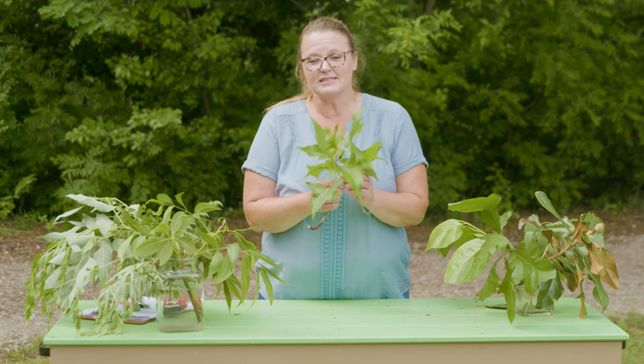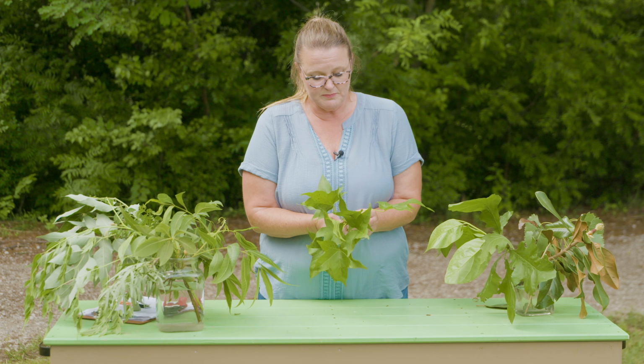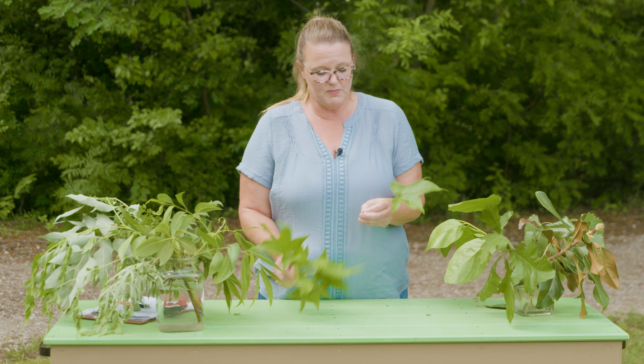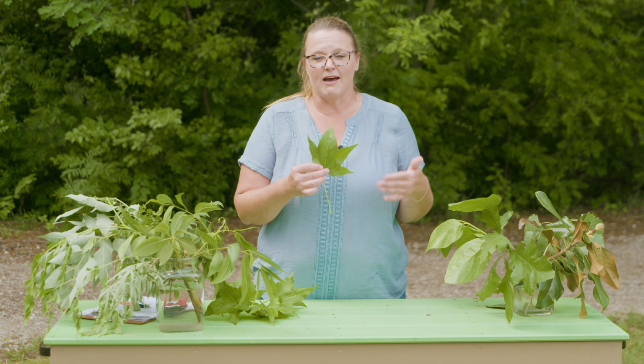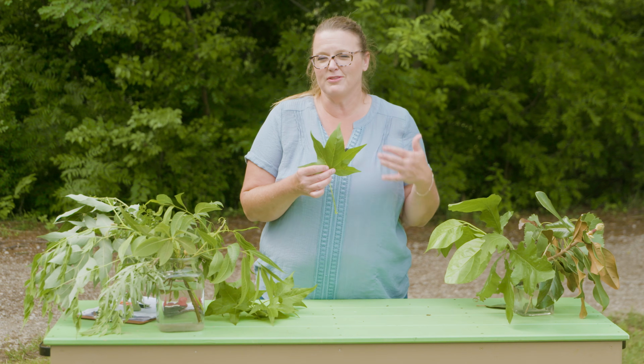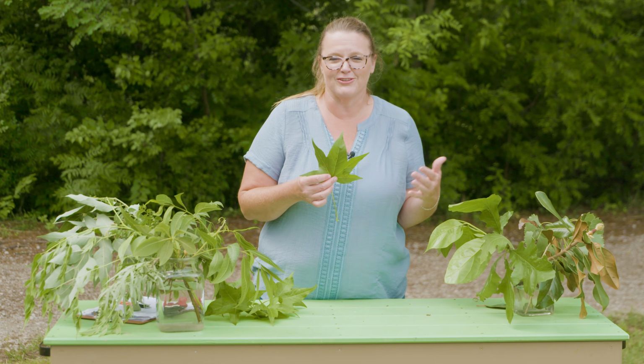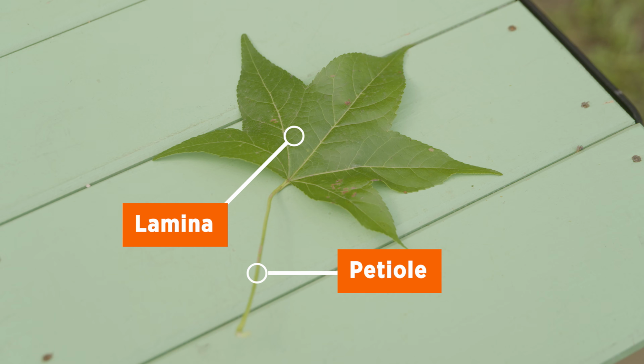So this is a sweet gum here, and I want to show you because this is a simple leaf. Most plants have simple leaves, and it's kind of the leaf that you would think of in kindergarten, right? It's got one leaf blade or lamina, and then it's got the stalk that connects it to the branch. This stalk is called the petiole. So we have the petiole and the lamina, which is the leaf blade.